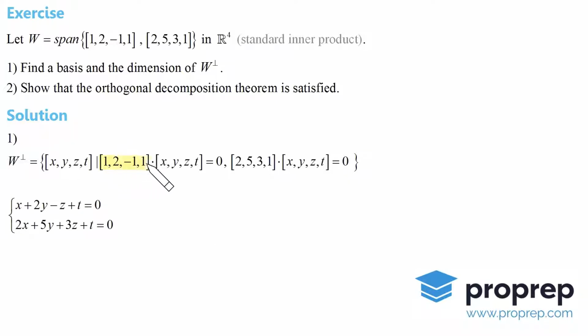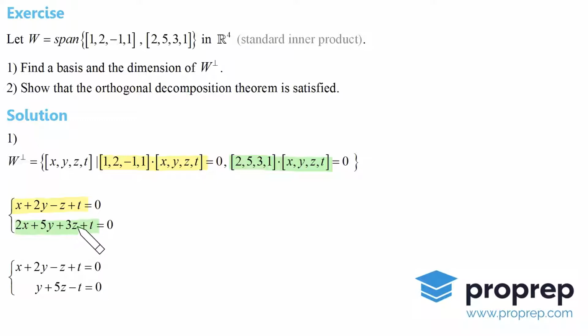Now this dot product, you just take the first with the first and multiply the second with the second, the third with the third, and so on, and then we add them together. So it's 1 times x plus 2 times y. So what we get is this. And similarly, this dot product is 2x and so on, gives us this. So what we have is a system of linear equations, 2 equations, 4 unknowns.